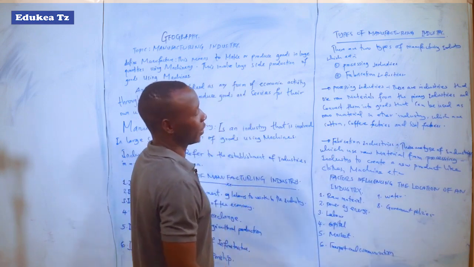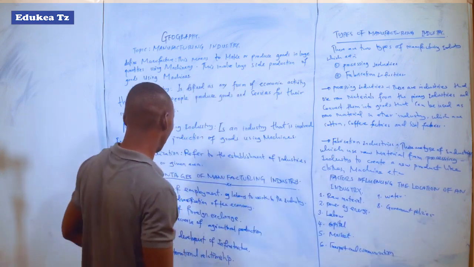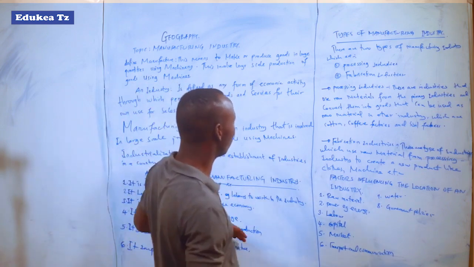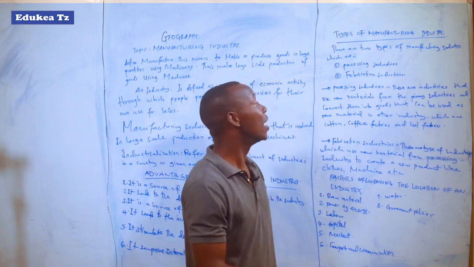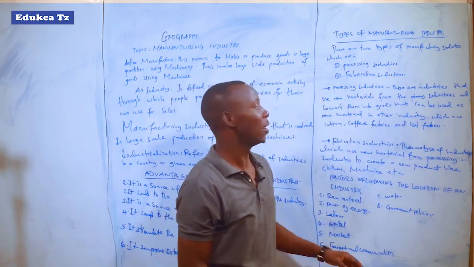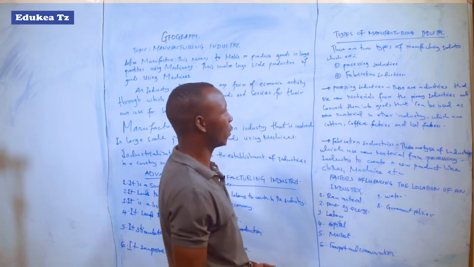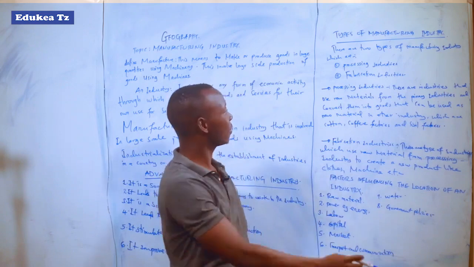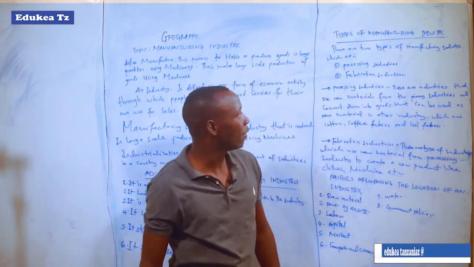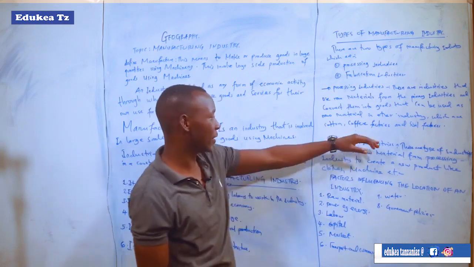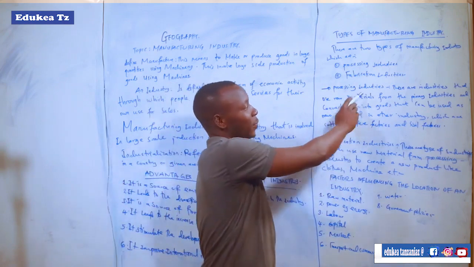Types of manufacturing industry. My dear students, here we have been looking at the advantages of the manufacturing industry. So after looking at the advantages, let us now see the types of manufacturing industry. There are only two types of manufacturing industry. The first is the processing industry. The next is the fabrication industry. So after looking at these types, let us see them one after another. The first is the processing industry.